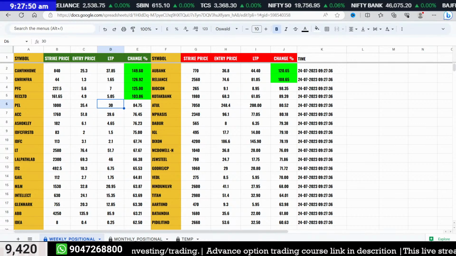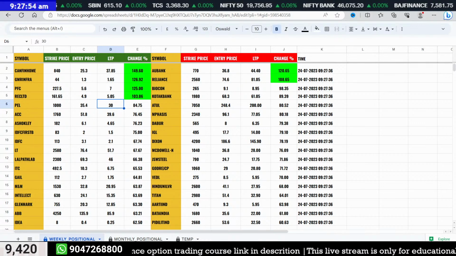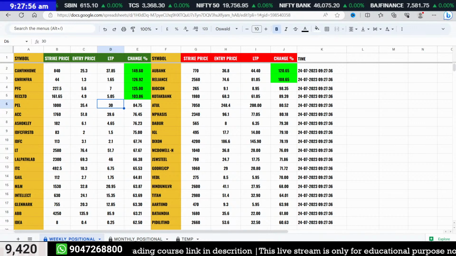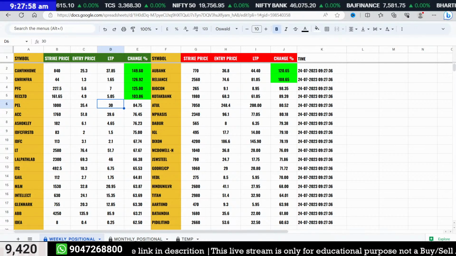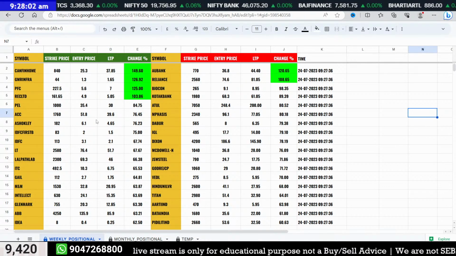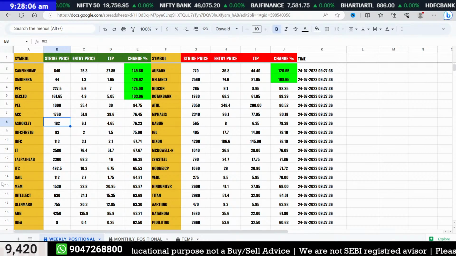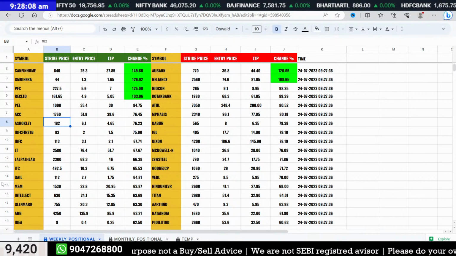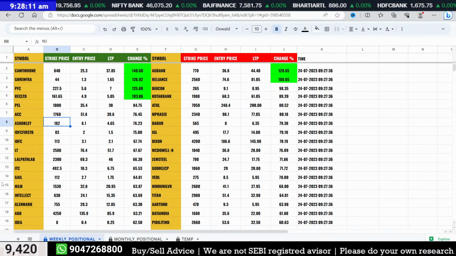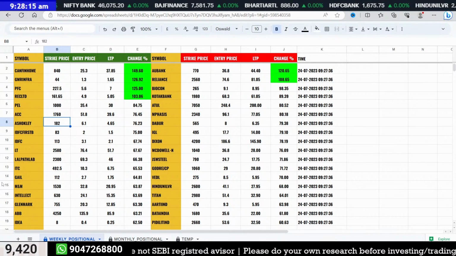If you have any questions or doubts, you can just ping me here in the chat box. The time is 9:27. So at 9:30 we can check for a fresh breakout. PEL 35,000 call option, ACC 1760, Ashok Leyland 180. Ashok Leyland, we were expecting a reversal, but it is not happening. From that 170 level, it has almost increased by 12 points.